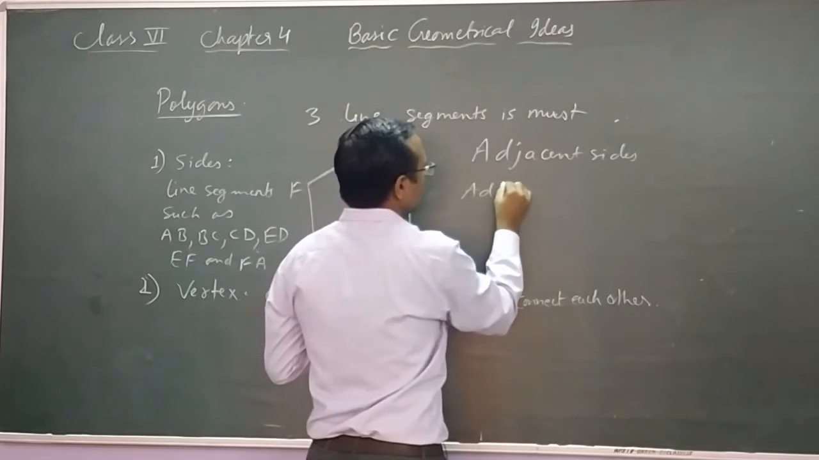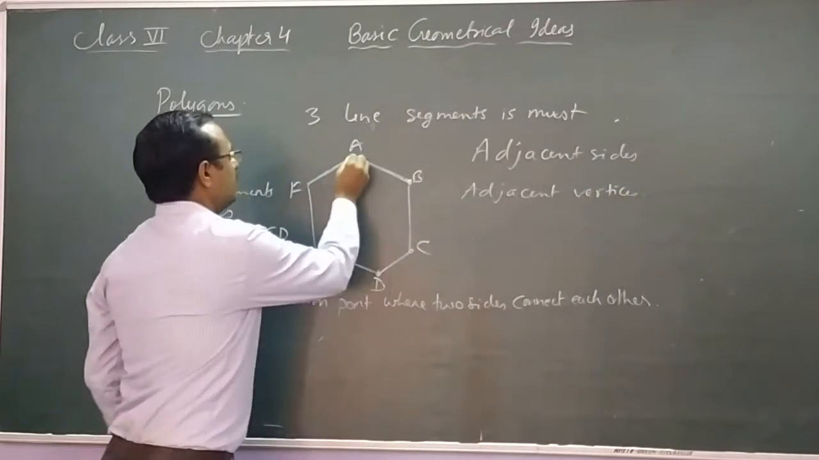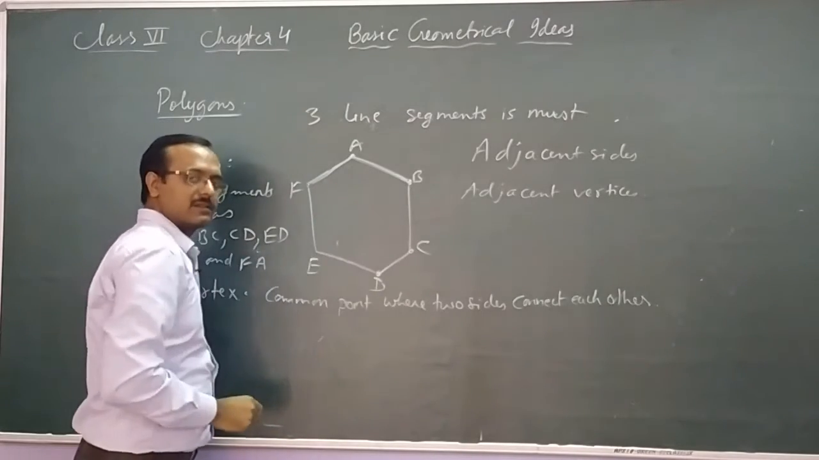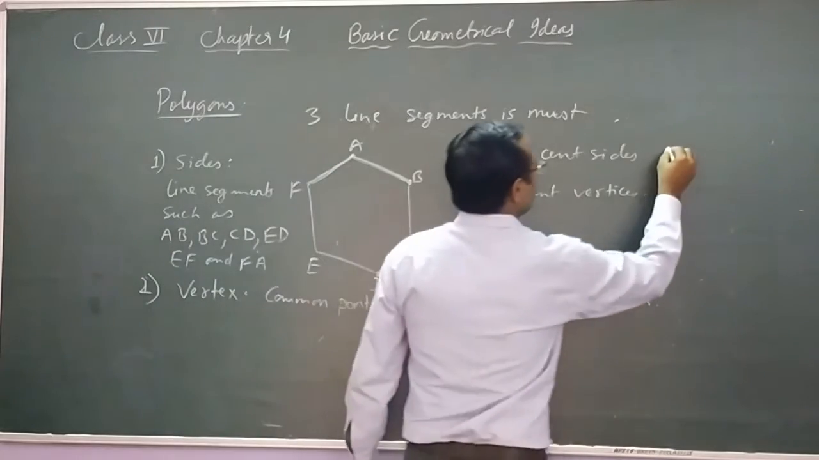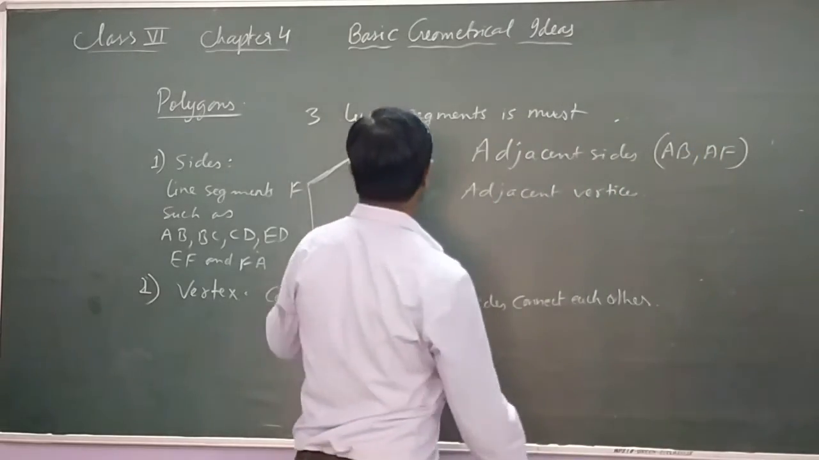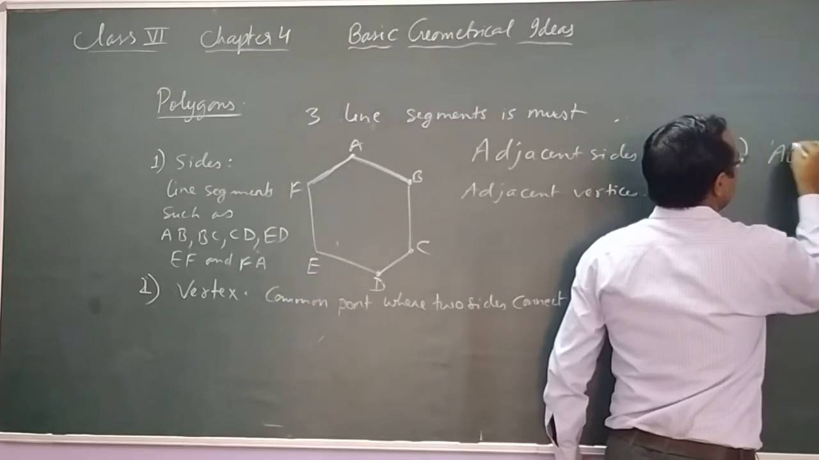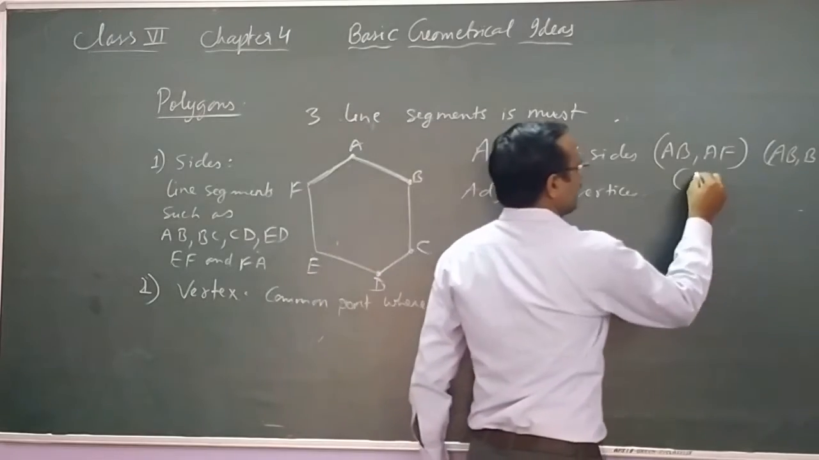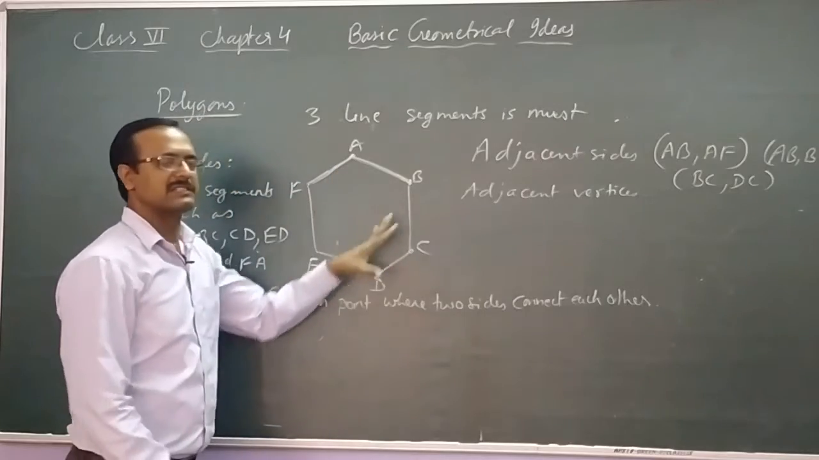And adjacent. These two sides AF and AB are connected with each other, or you can say they are the neighbors, and such type of sides will be called adjacent sides. So you can say AB and AF make adjacent sides. Similarly, AB and BC also make adjacent sides. BC and DC are also making adjacent sides. So all of these sides are adjacent sides.